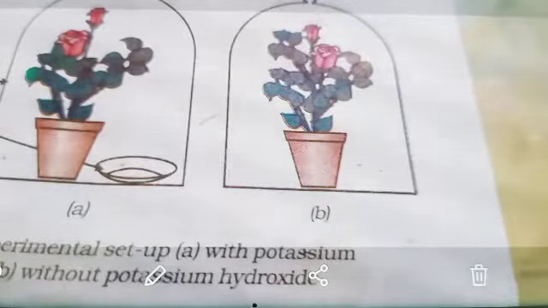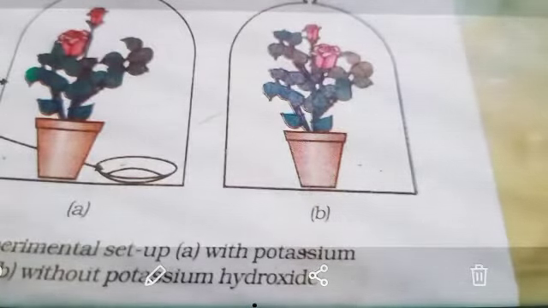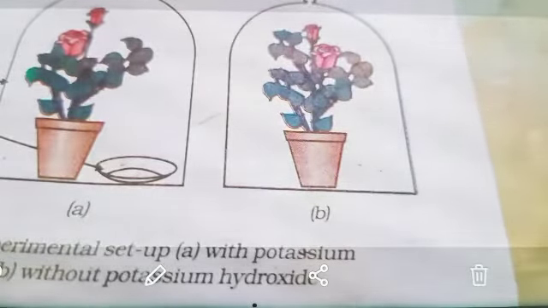Cover both plants with separate bell jars as shown in figure 6.4. Use Vaseline to seal the bottom of the jars to the glass plate so that the setup is airtight. Keep the plants in sunlight for about 2 hours. Pluck a leaf from each plant and check for the presence of starch as in the above activity.